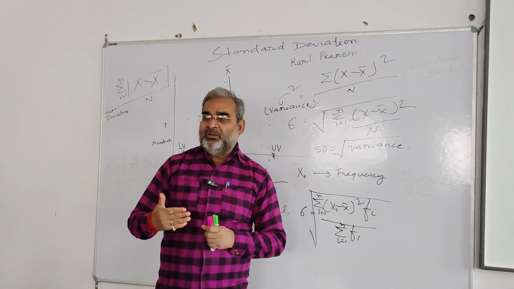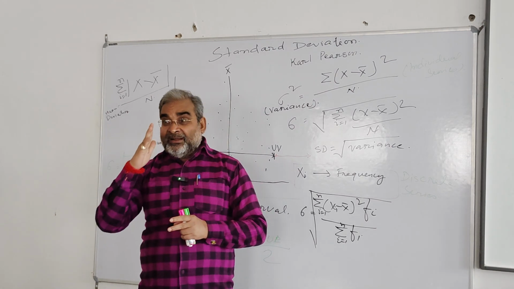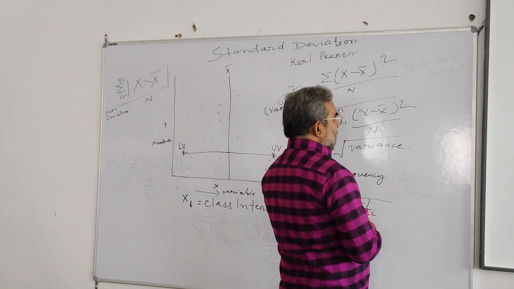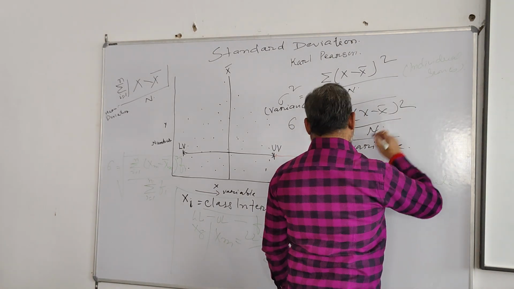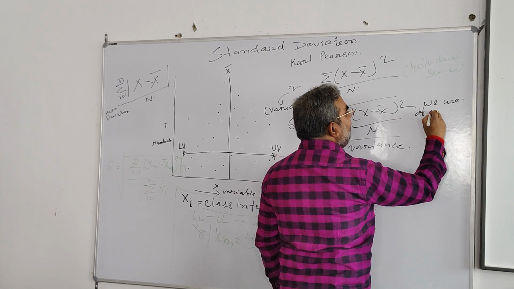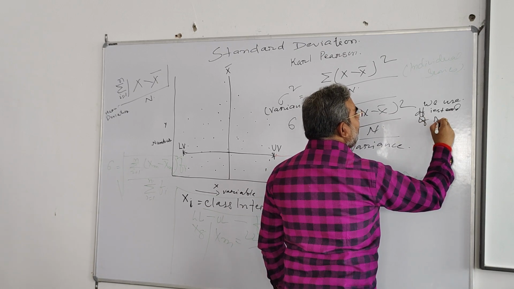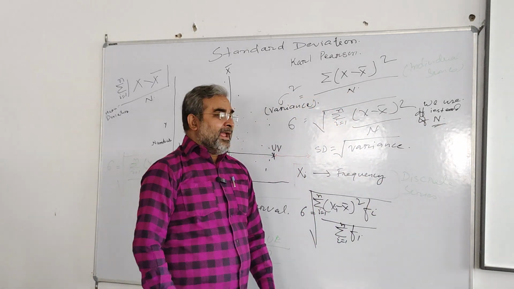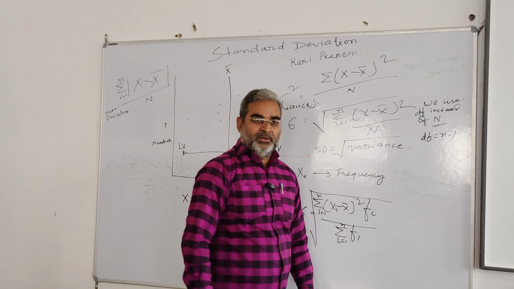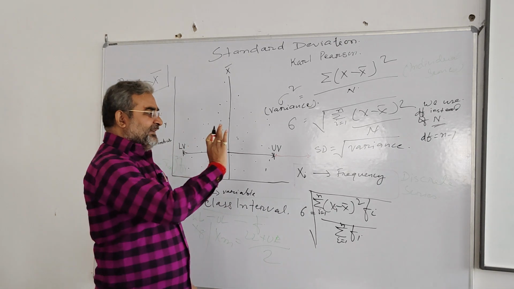And when you use the sample, then there is a chance of the biasness. And to prevent the biasness, we use the degree of freedom instead of n. In sample, we use df, degree of freedom, instead of n. And the df is equal to n minus 1. Okay. The first change is here.